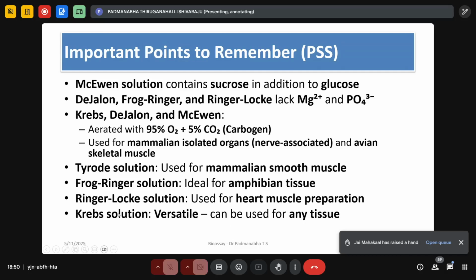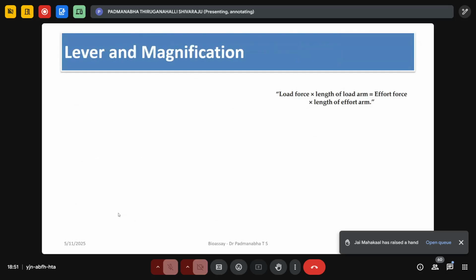So Krebs solution provides a homogeneous, homeostatic environment for any animal tissue which you take. The Krebs solution will be able to maintain the tissue viability. And coming to the lever and magnification.